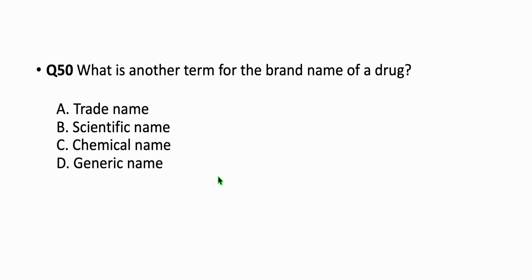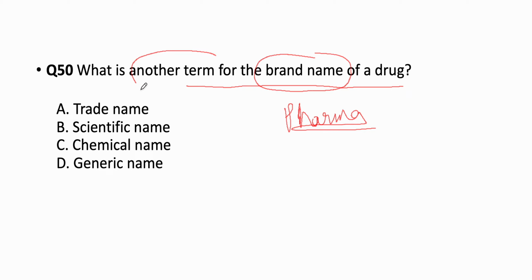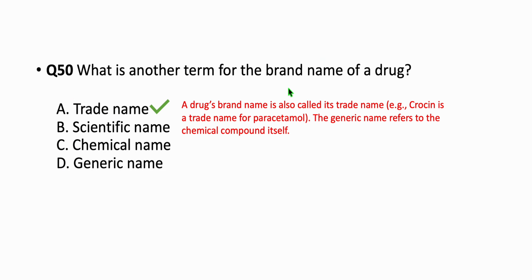Moving ahead to the last question of this part, it says, what is another term for the brand name of a drug? So this question is from the pharma part. So it is asking another term for the brand name of a drug. Option A is trade name, option B is scientific name, option C is chemical name, option D is generic name, and the answer is trade name. So a drug brand name is also called its trade name. For example, we can take Crocin. Crocin is a trade name for paracetamol. The generic name refers to the chemical compound itself.